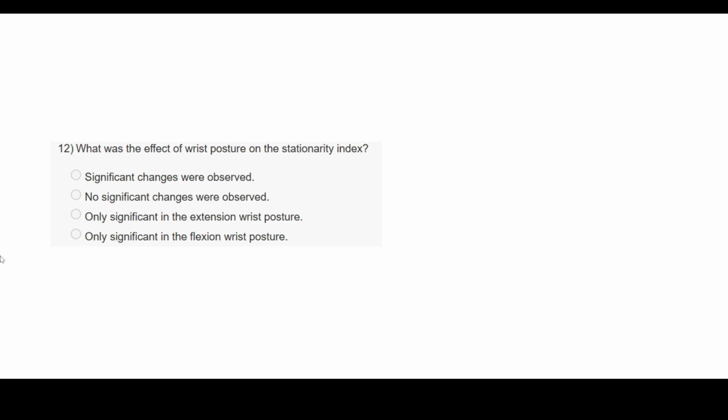What was the effect of wrist posture on the stationarity index? Significant changes were observed. No significant changes were observed. Only significant in the extension wrist posture, or only significant in the flexion wrist posture? The answer is no significant changes were observed.